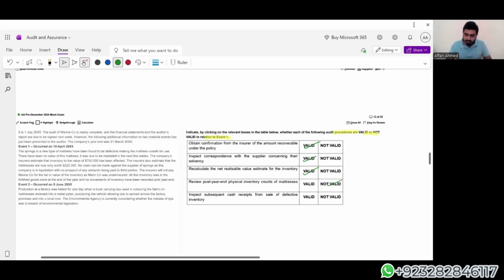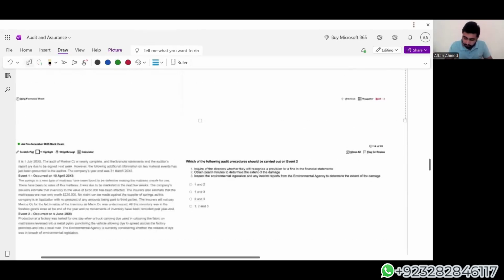And inspect subsequent cash receipts from sale of defective inventory. We have not sold anything. They have clearly told us that as well. There is nothing happening in the company that is going to move the inventory from the warehouse. If there is no movement, that means there is going to be no sale or receipt of cash as well. So that is an invalid procedure as well. I believe this was clear to each and every one of you, why we have chosen the option that we have chosen. Okay, let's move forward.